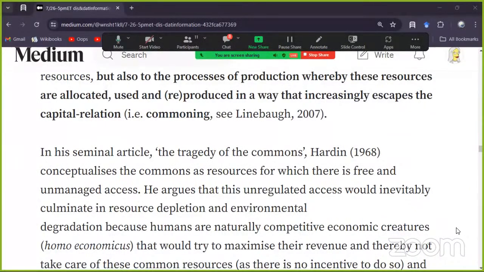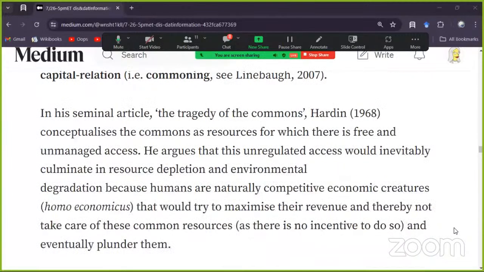In his seminal article, Tragedy of the Commons, Hardin, 1968, conceptualizes the commons as resources for which there is free and unmanaged access. He argues that this unregulated access would inevitably culminate in resource depletion and environmental degradation, because humans are naturally competitive economic creatures, homo economicus, that would try to maximize their revenue and thereby not take care of these common resources, as there is no incentive to do so, and eventually plunder them.